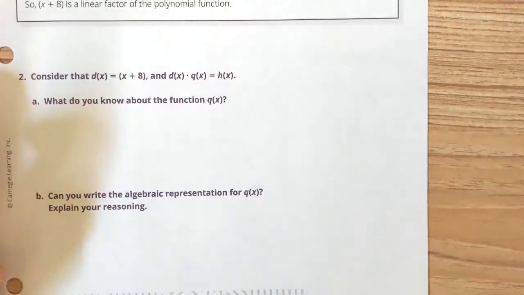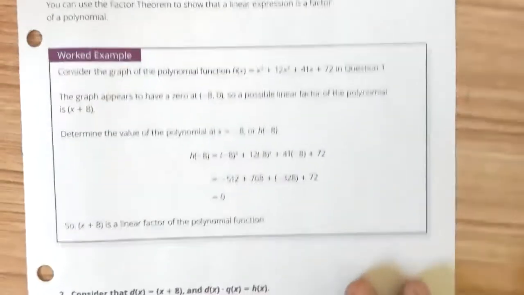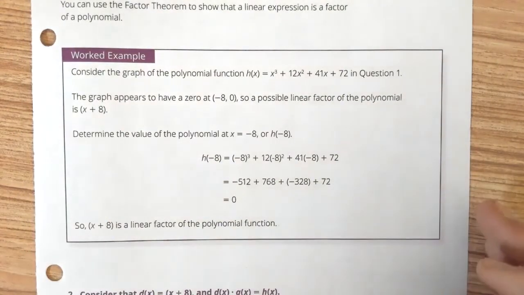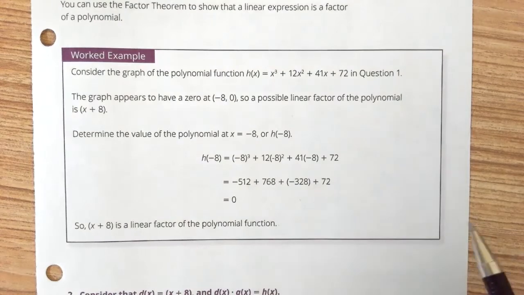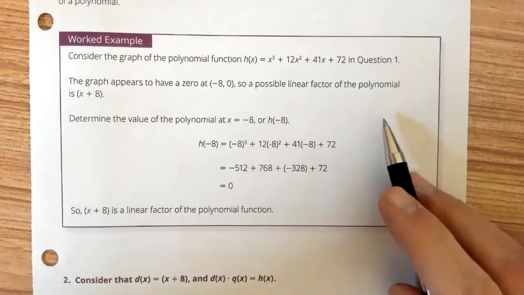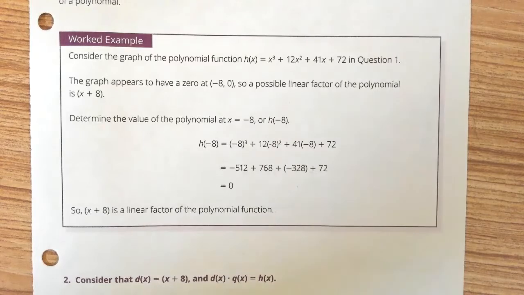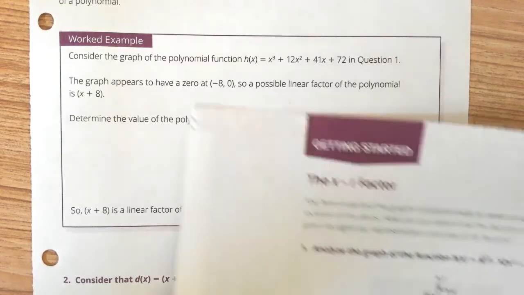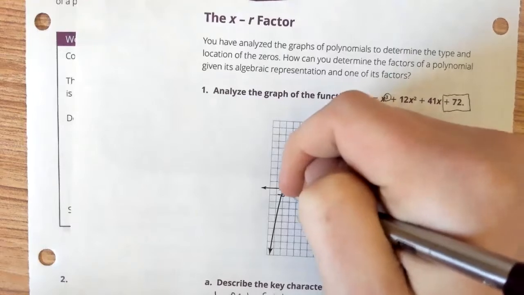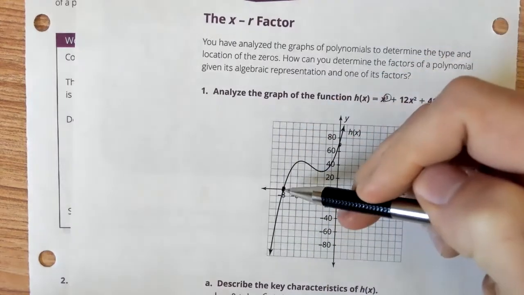What would that be? M2-25. So we can use the factor theorem to show that a linear expression is a factor of a polynomial. So consider the graph of the polynomial function that we just looked at in question 1. The graph appears to have a 0 at -8, 0. So we can verify one more time looking at the graph. We see right here that we have a solution at -8.